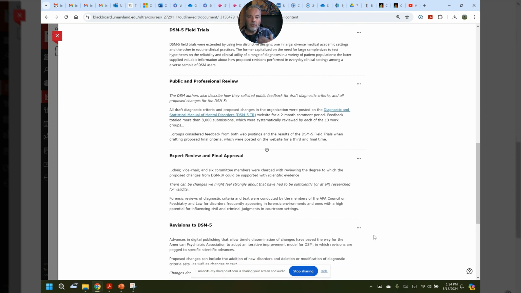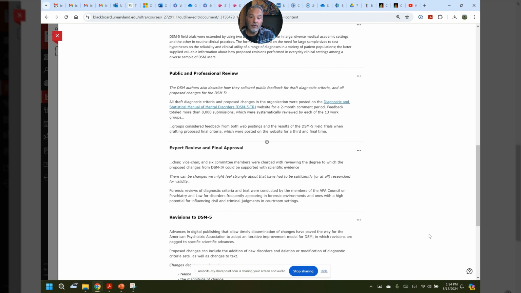So field trials, I just pulled out what I thought was the most salient aspect of that. Again, it's not something you need to have deep knowledge of, but just an understanding that when diagnostic changes are made, or a new diagnosis is being developed or proposed, or a significant revision to an existing diagnosis, these things are researched in actual clinical settings. All right, and that's really all you need to know about that. And of course, there's a little bit more about the mechanisms, how that works, in the reading, as you know.